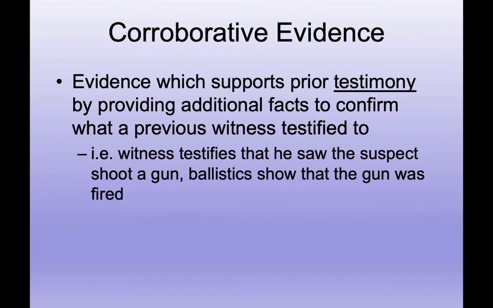Corroborative evidence. This is evidence that supports some testimony by proving additional facts that tend to confirm what the witness testified to. The example here is a witness says that he saw the suspect shoot a gun, and corroborative evidence might be ballistics that show that the gun was fired. It might be a GSR test, which is a gunshot residue test, showing that the individual that the witness testified about actually fired a gun that day.